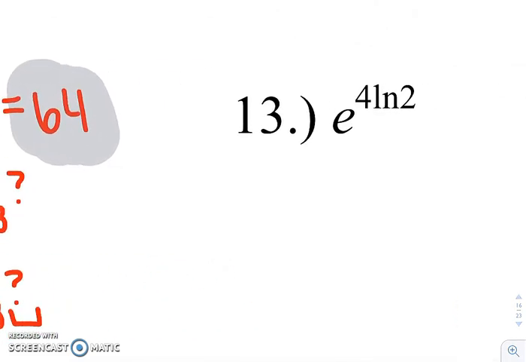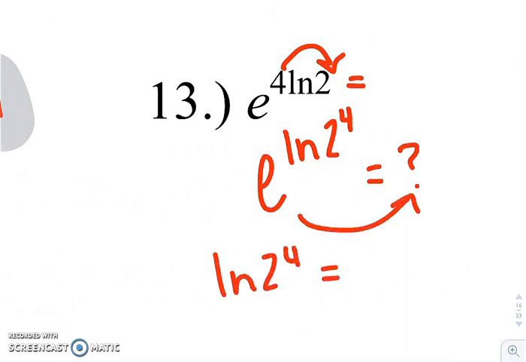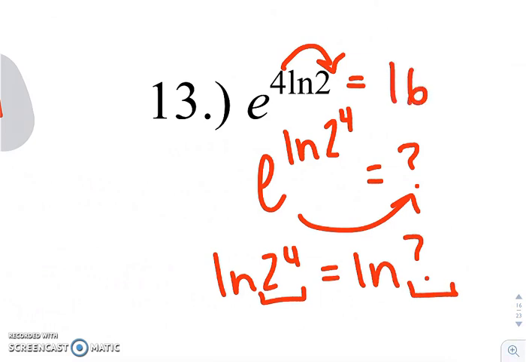13, same idea. That 4 is going to come to the front. So this is really e to the power of the natural log of 2 to the 4th. That e and that natural log cancel out. I can show you again how it works. Equals what? So we'll bring that over. We'll have the natural log of 2 to the 4th equals natural log of what? So it has to be 2 to the 4th, which is 16.